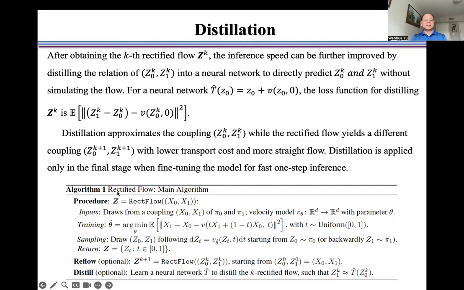As shown here, this is the pseudocode of a rectified flow. And this is the reflow module, and this is the distilling model.